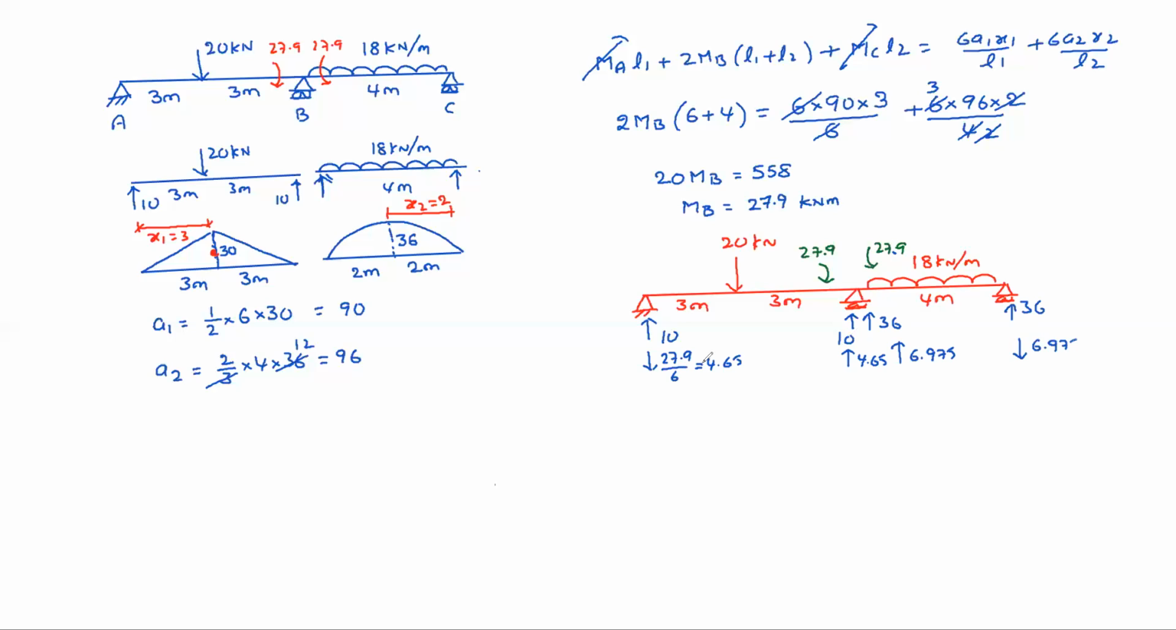So the final reactions are 5.35, this total reaction is 29.025, and here at the center 57.625. So these are the reactions. Now you can draw the shear force diagram, bending moment diagram, everything.